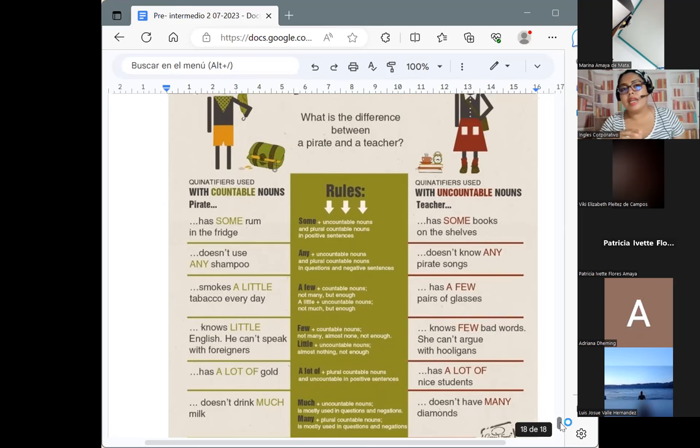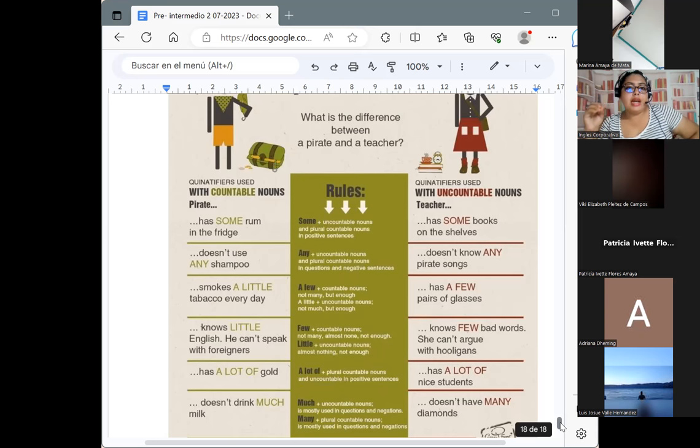Ahí tenemos las reglas, cómo lo vamos a utilizar. Some, any, a few, few, little, a lot of, much and many, con qué tipo de nombre lo vamos a utilizar, si contable o no contable, y qué significa o cómo lo podemos utilizar. Now, quantifiers used with countable nouns are the parrot, and quantifiers used with uncountable nouns are the teacher. And then we have the first one.